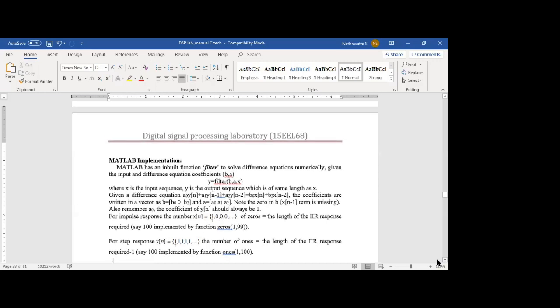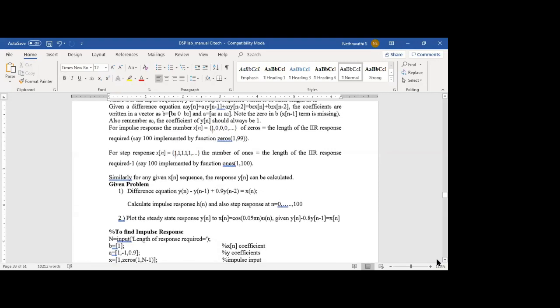Yeah, we will just take one simple example here, the given problem. In this particular problem, you can see the difference equation y of n minus y of n minus 1 plus 0.9 into y of n minus 2, which is equal to x of n. Looking into the equation here, what is the order? Can you tell me first of all? Yes, what will be the order? Anyone?